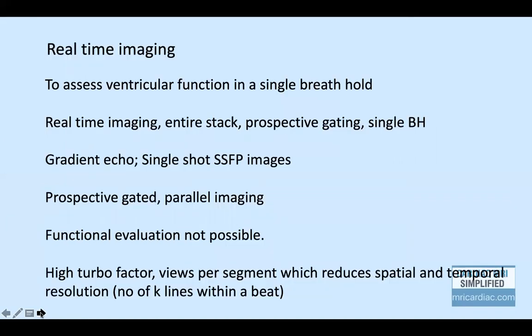The last resort is real-time imaging, where we can assess the ventricular function without any breath hold. The entire stack with prospective gating can be obtained. It is ideally gradient echo single shot SSFP images, but unfortunately functional evaluation is not possible, and the spatial and temporal resolution is also very low.